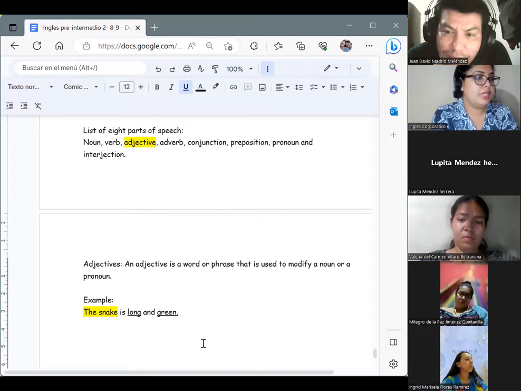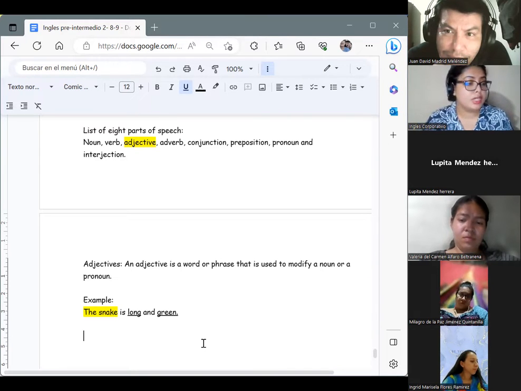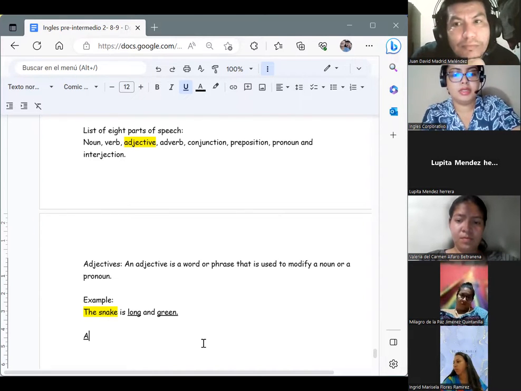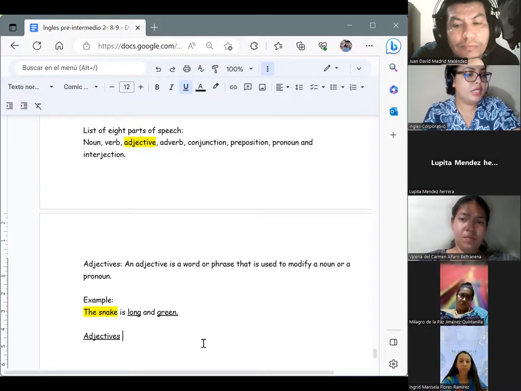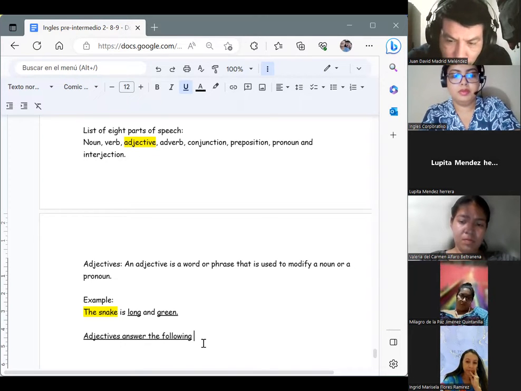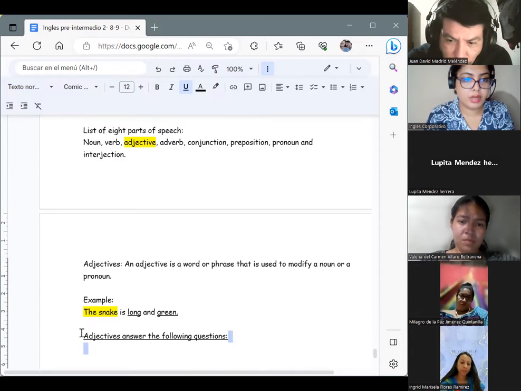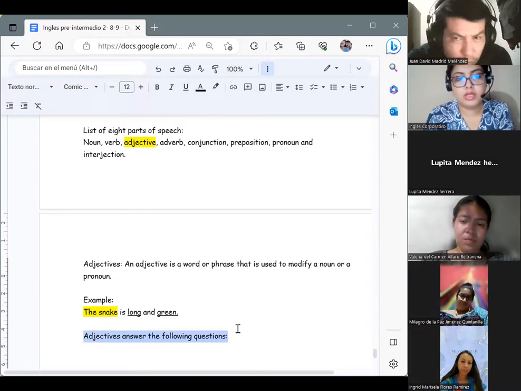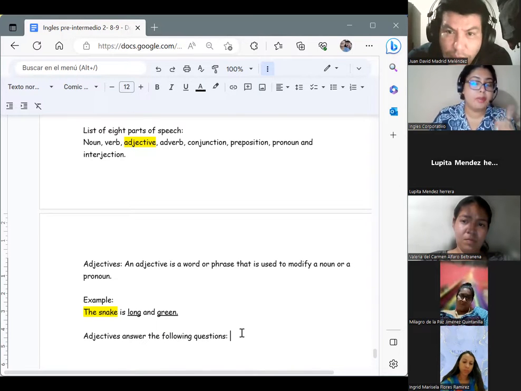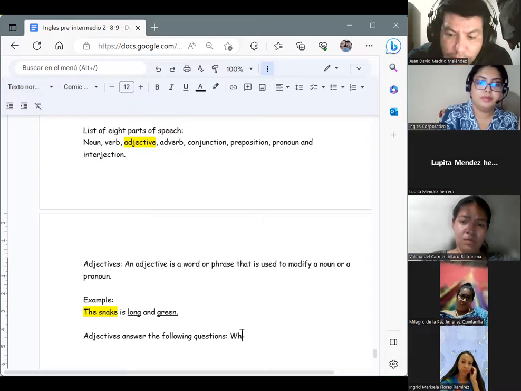Now, we are going to talk about the usage of the adjectives. So, in this case, we know that the adjectives modify the noun or the pronoun to make the sentence clearer and more specific. Adjectives answer the following questions. Los adjetivos nos sirven para modificar nuestro nombre y también para dar más información, para hacer la oración más específica, para que sea más clara, pero tiene que responder las siguientes preguntas. Number one, what kind?